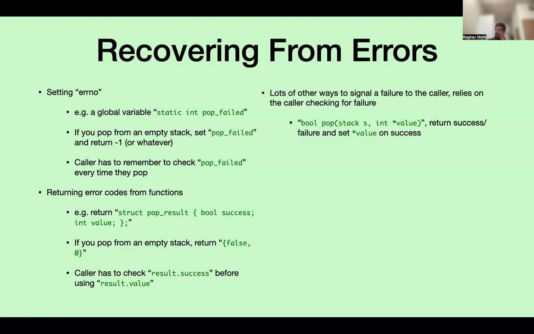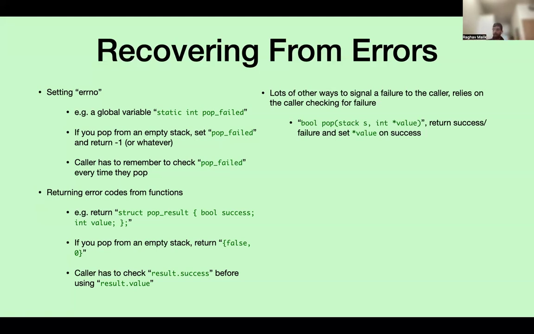There are a lot of other ways that we can signal failure to the caller. A lot of these still rely on the caller checking for failure, right? So for example, instead of returning both things in a struct, we could just return a Boolean that says success or failure, and then have our pop function take in a pointer to where it should write the value if it was successful. And then if it's a failure, we don't have to return a garbage value. We just don't overwrite the value.